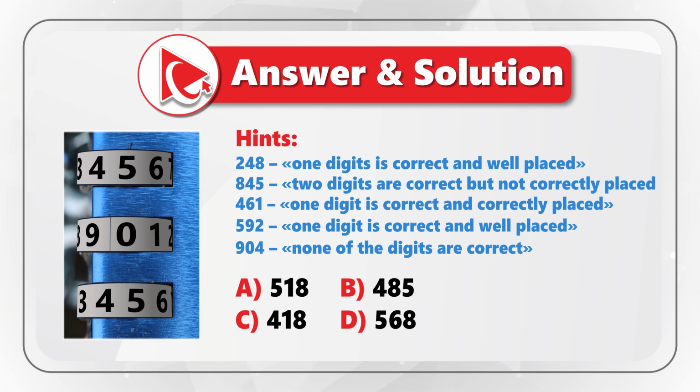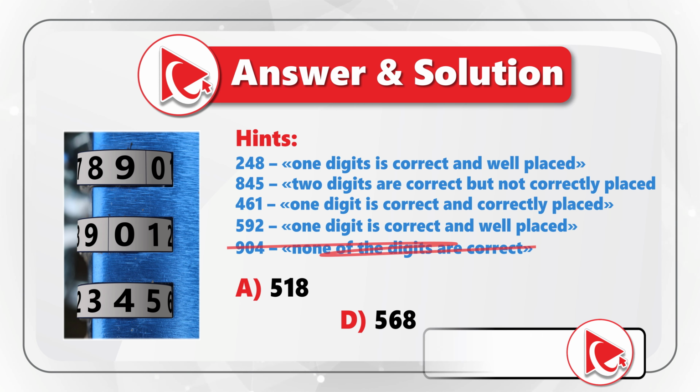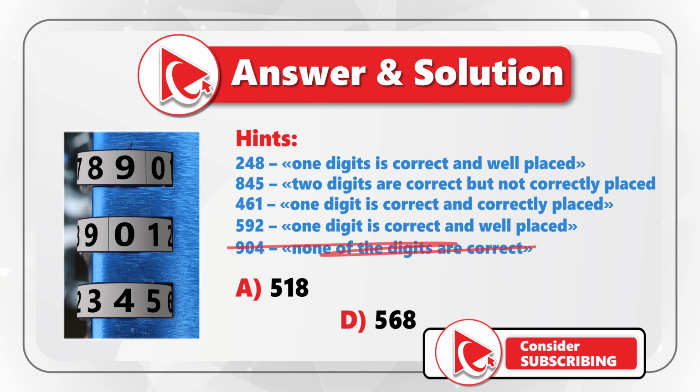And I'm going to start with hint number 5, because it's the most helpful of all. Once we've learned that in combination 904 none of the digits are correct, we can eliminate 2 possible answers. We can eliminate both choices B and C, because both of them have digit 4, which is an incorrect digit. Let's continue elimination to get to the correct answer.